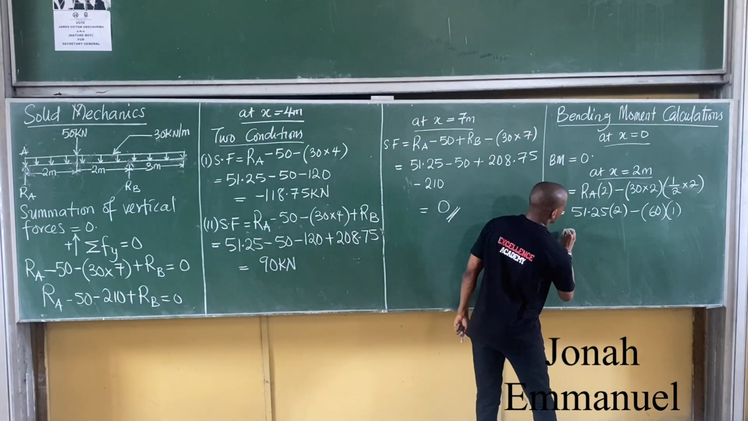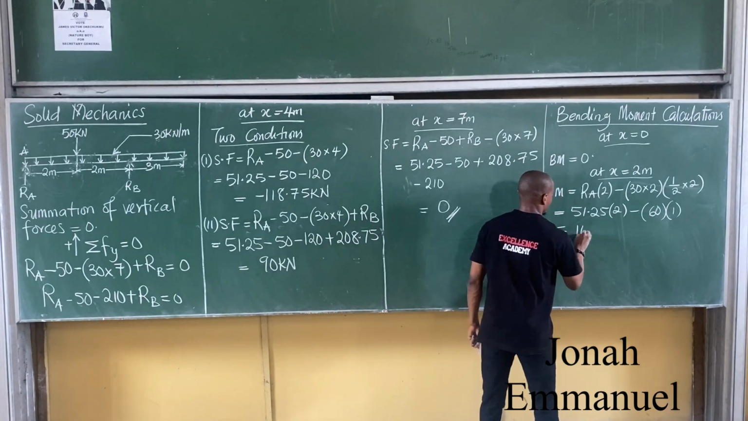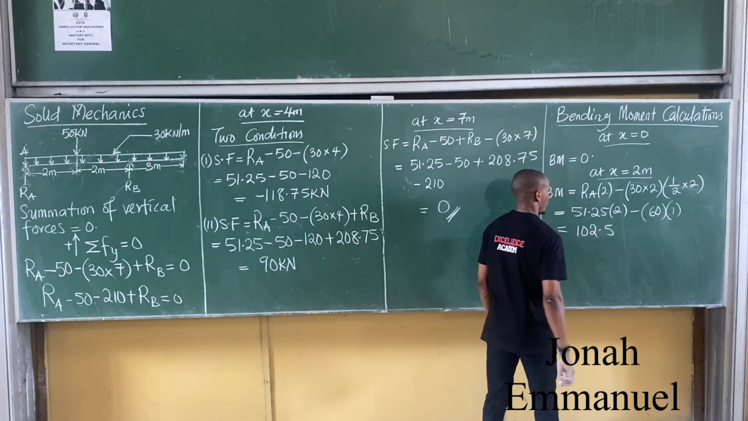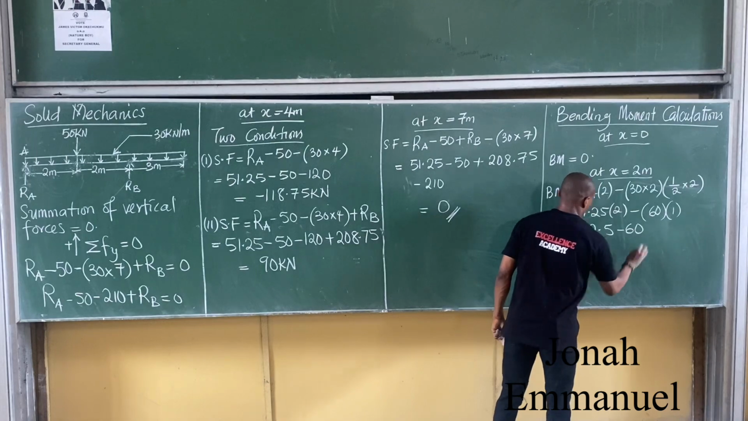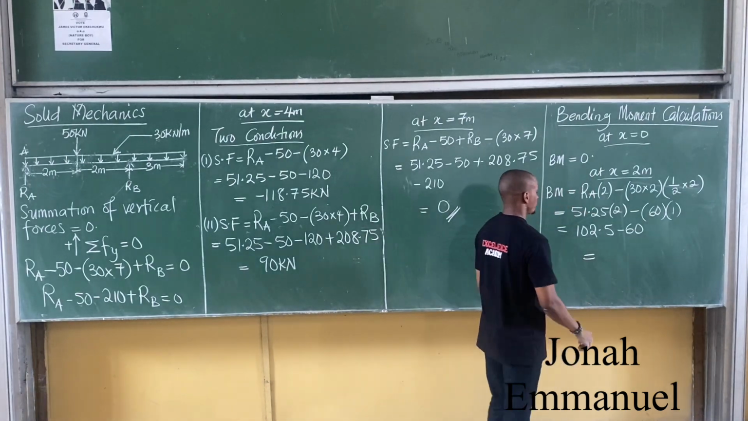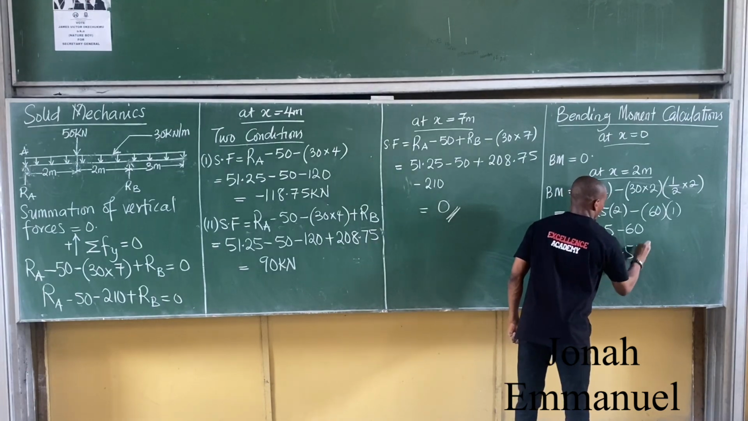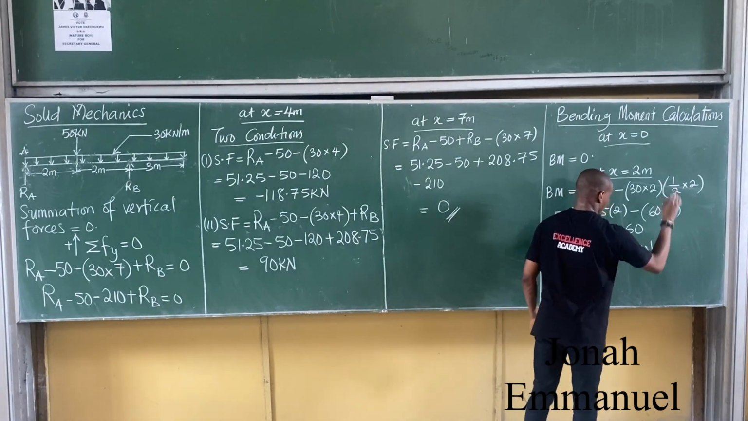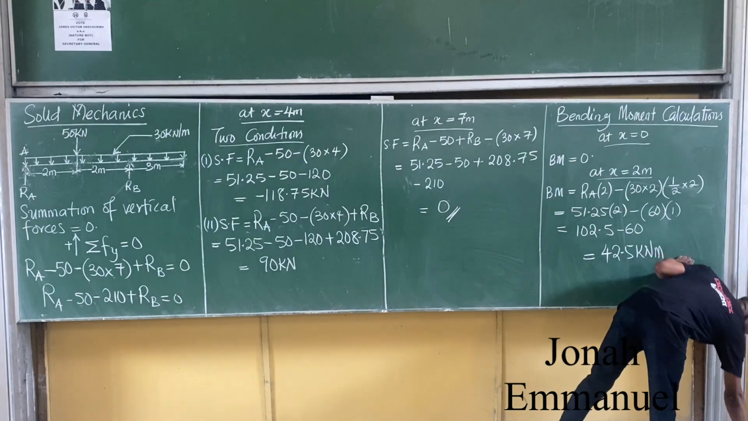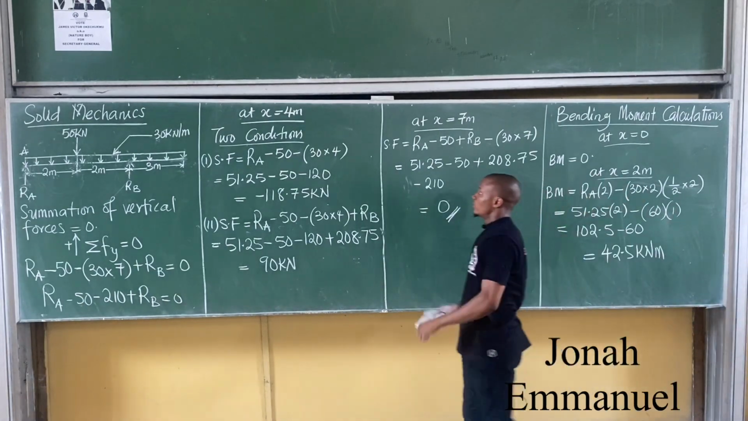So this will now give you 102.5 minus 60. Please give me the value. What do you have? 42.5 kilonewton meter. Okay?